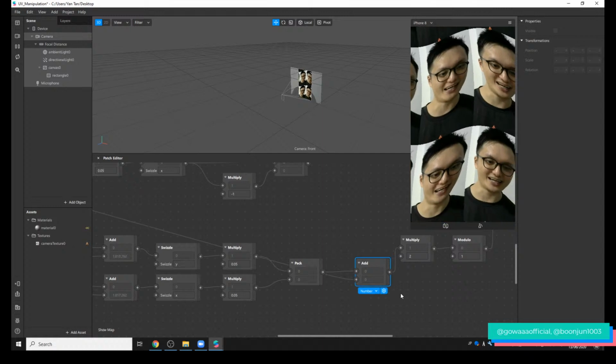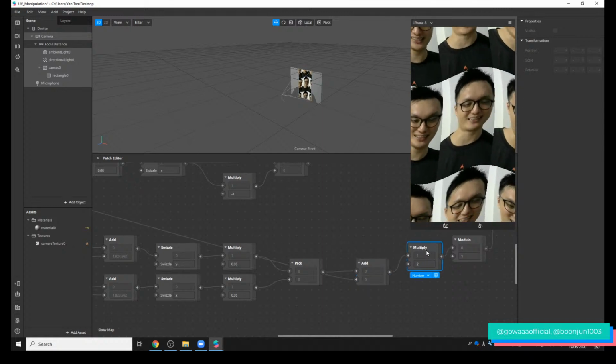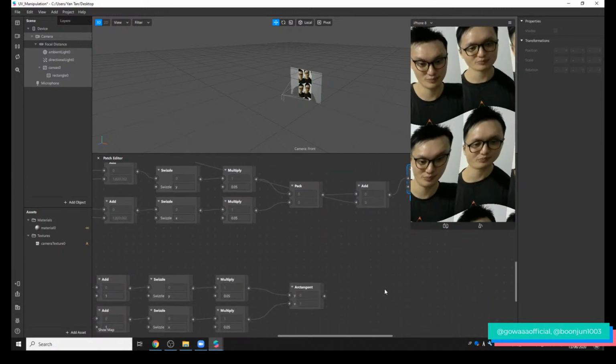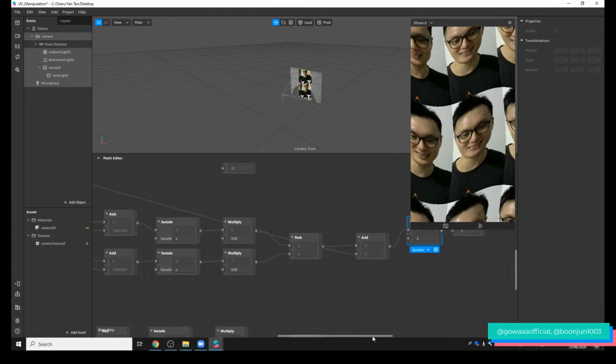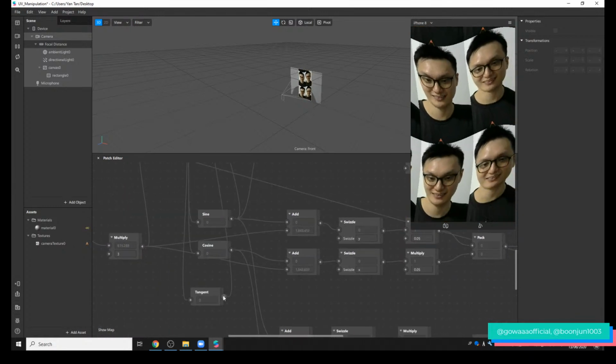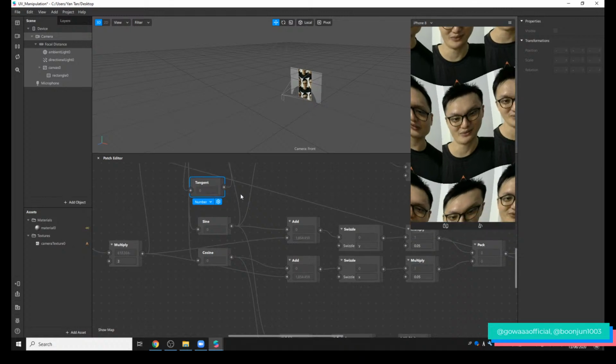Just remember at the end you still need to add back a texture coordinate. I'm moving faster than I want. Oh yeah, one more thing.